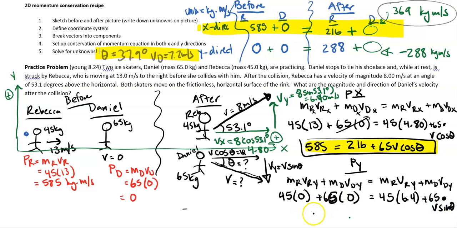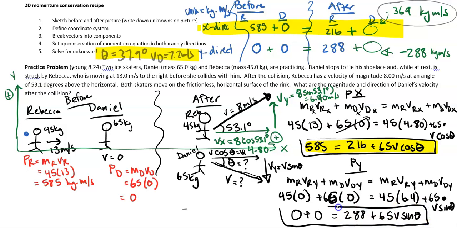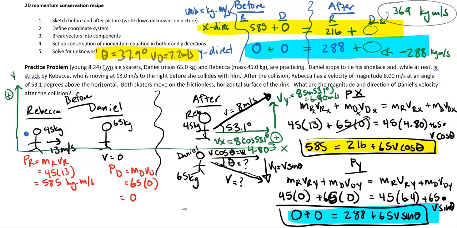Again, let's simplify this a little. Left-hand side simplifies to essentially 0 plus 0 equals, let's see, we have 45 times 6.4, and that is 288 plus 65 v sine of theta. Cool. So that is our y equation. That is essentially the same thing as this, just a slightly different way to write it. Cool. So now what we essentially have is a good old system of equations.